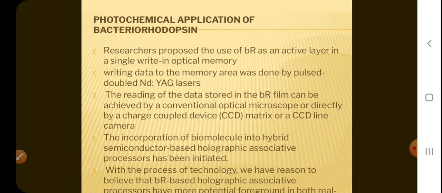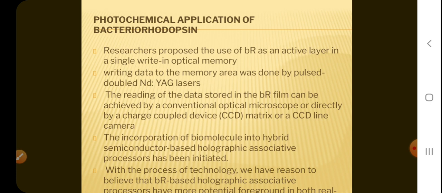Here the researchers proposed the use of bacteriorhodopsin as an active layer in a single write-in optical memory. So the optical memories incorporated the bacteriorhodopsin layer. The writing of the data was done by pulsed doubled lasers. So a laser is used to write the data, and the data is written on a substrate which contains bacteriorhodopsin.